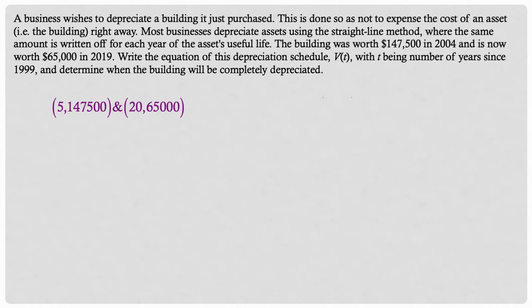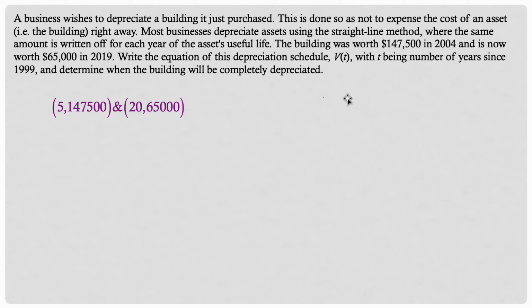So the first thing I'm going to do is write the information that I'm given in ordered pairs. So in 2004, the building was worth $147,500. So 5 is my input because that's the number of years since 1999, and 147,500 is my output since that's the value of the building. My second ordered pair is 20, 65,000 because in 2019, the building was worth $65,000.